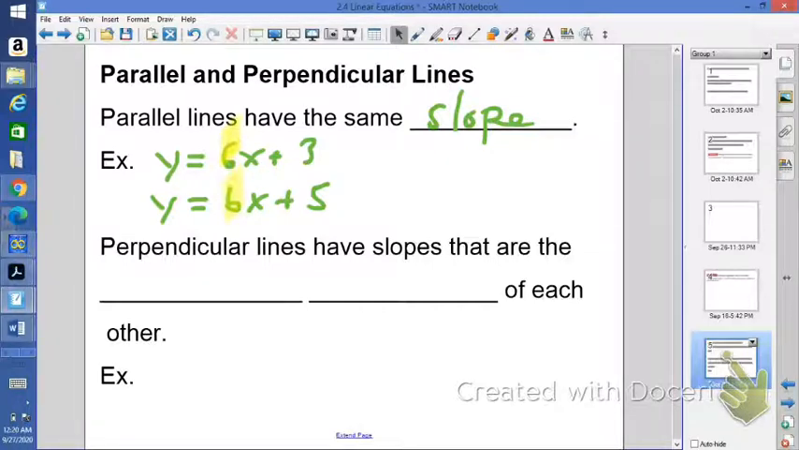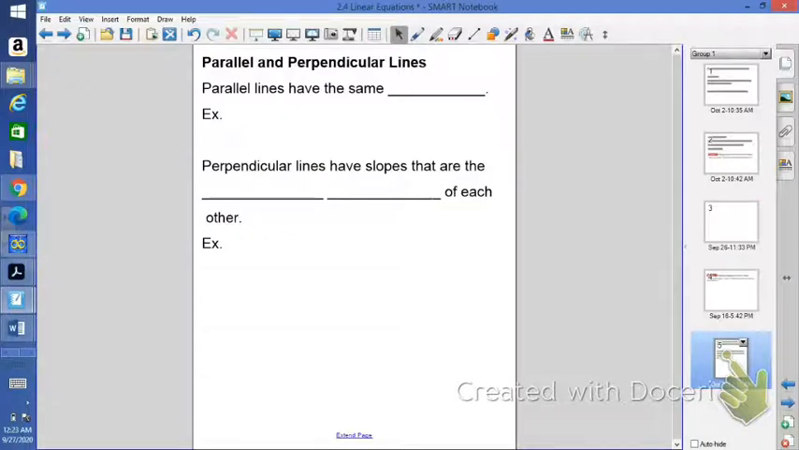If I have y equals negative 7x minus 1, and I have y equals negative 7x plus 3, these are parallel lines, again, because they have the same slope. With perpendicular lines, their slopes are not the same, but they are the opposite reciprocals of each other.